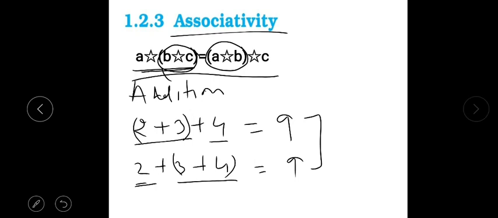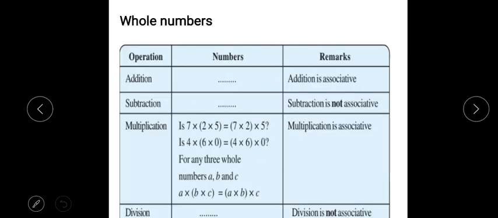Okay, now let's check it. Let's discuss the whole numbers. Addition is associative, right? So if we add any three, we can say that a plus b plus c, grouped either way, would be equal for all whole numbers. For subtraction, is it associative? No.